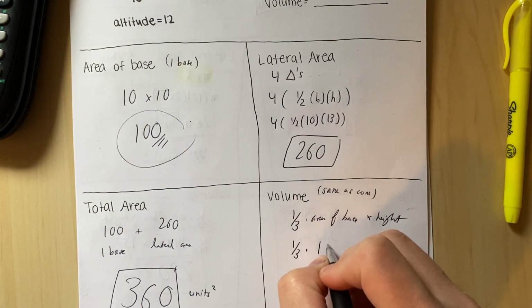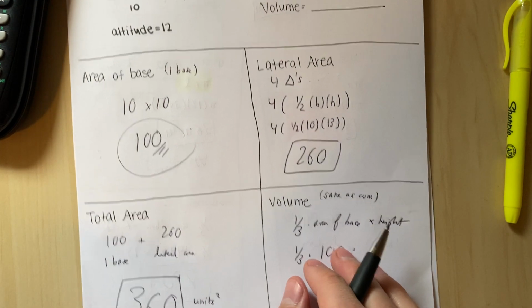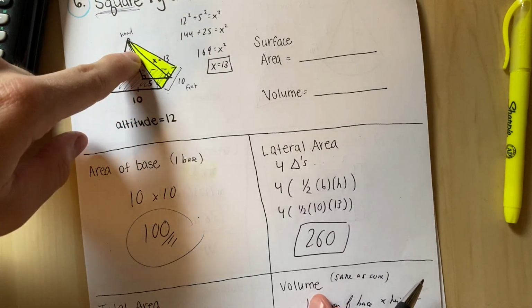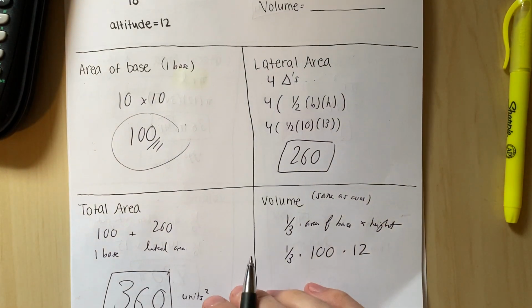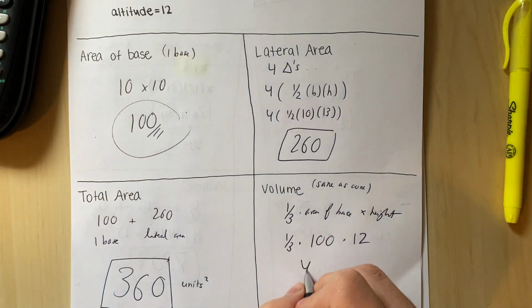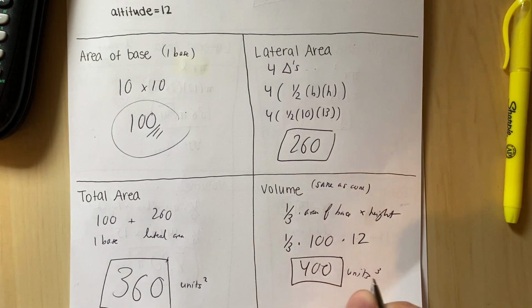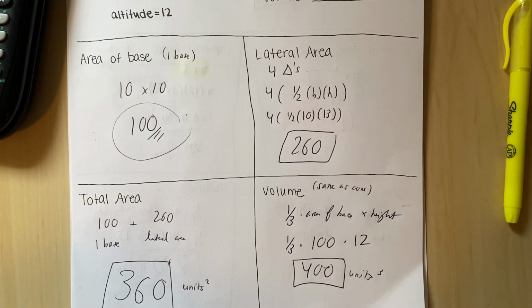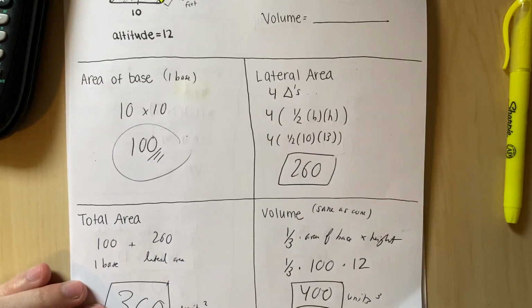So it's 1/3 area of base, and the height of the pyramid is 12, because this is the height of the pyramid now, is 12. So don't forget that. Okay. So this should be 400 units cubed. Okay. Hopefully that made sense, but kind of read through. Should be pretty basic. You can put that information up there if you want.